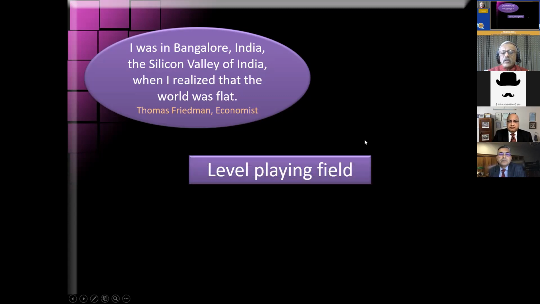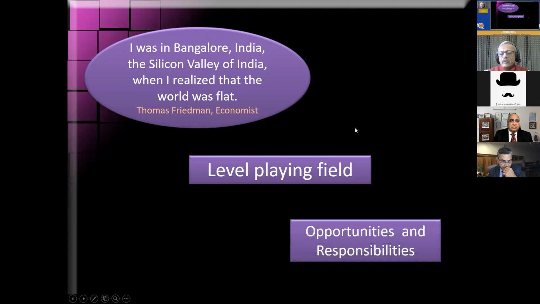In a sense, he was saying that in the IT field, as far as he was concerned, there was a level playing field between these two areas. What a level playing field essentially means is that you have a lot of opportunities, but mind you, it brings in a lot of responsibilities as well.